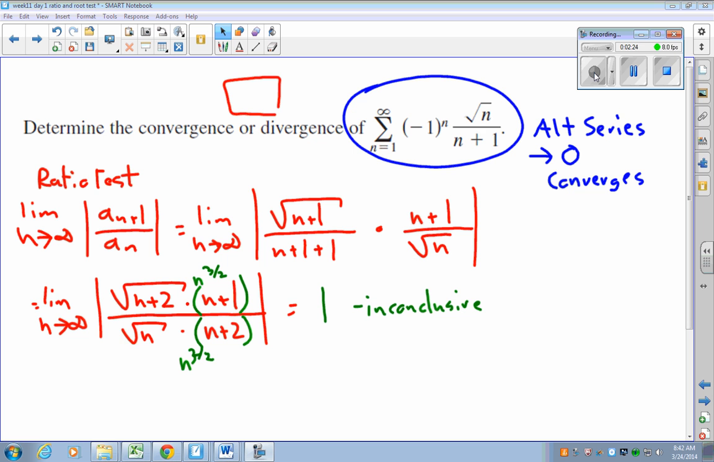The whole series converges. This question does not ask for absolute convergence or conditional convergence, so you do not need to worry about just looking at that piece. You don't need to worry about that. It just wanted to know the whole thing, what happened. So ratio test could not tell me if it was absolute convergent or divergent, but the alternating series test tells me it converges.